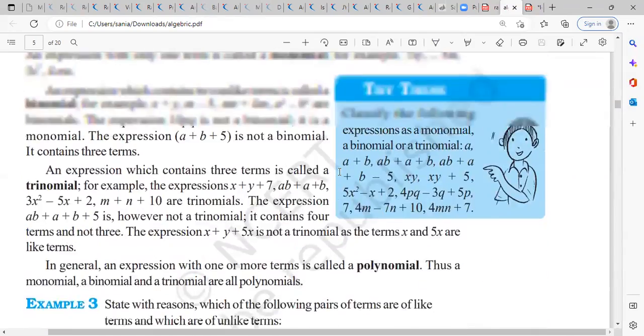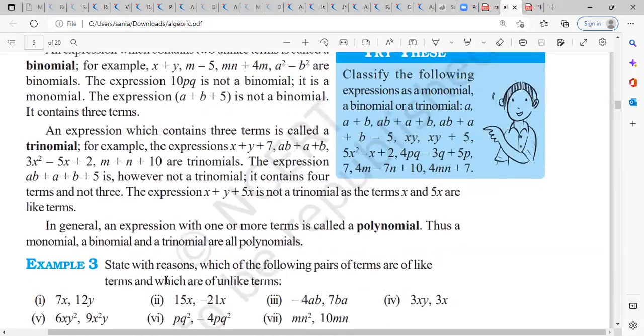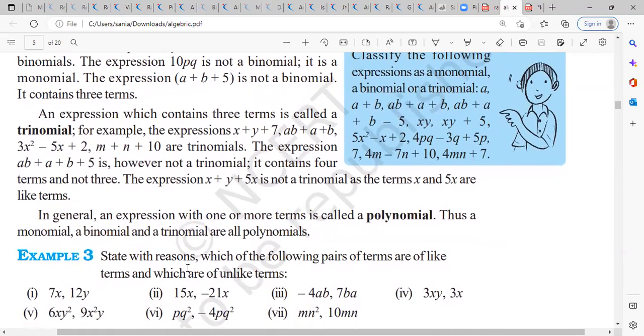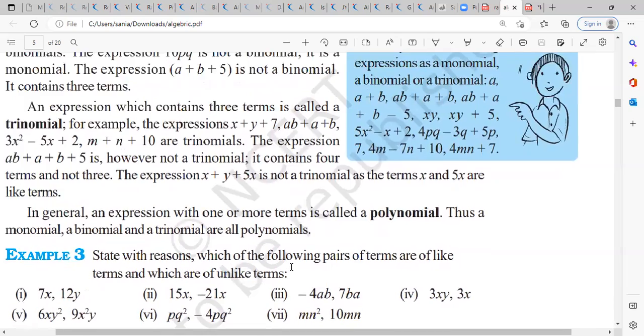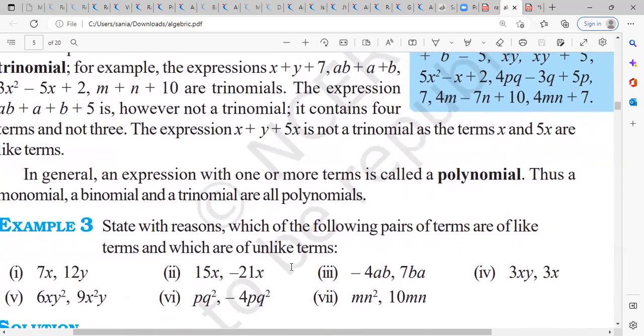Okay. So first of all, this question you will do. Example 3. State with reason which of the following pairs of terms are like terms and which are unlike terms. Did you do it in the previous class? No, ma'am. Okay, do it and then we'll move to the next example.